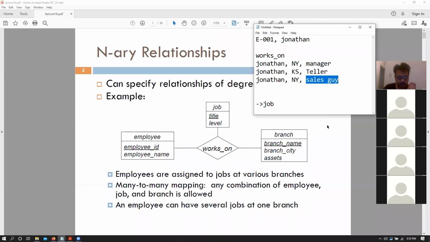So essentially, up to now in this particular diagram, Jonathan can work in New York as a manager. Jonathan can work in New York as a sales guy as well. That is sort of weird, right? But Jonathan can also work in Kansas as a teller, the same particular person. So this is what this particular ER diagram allows.